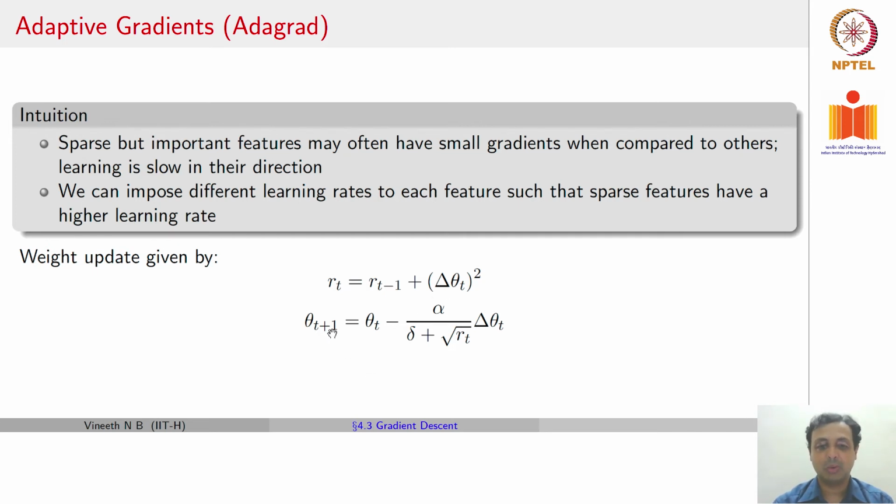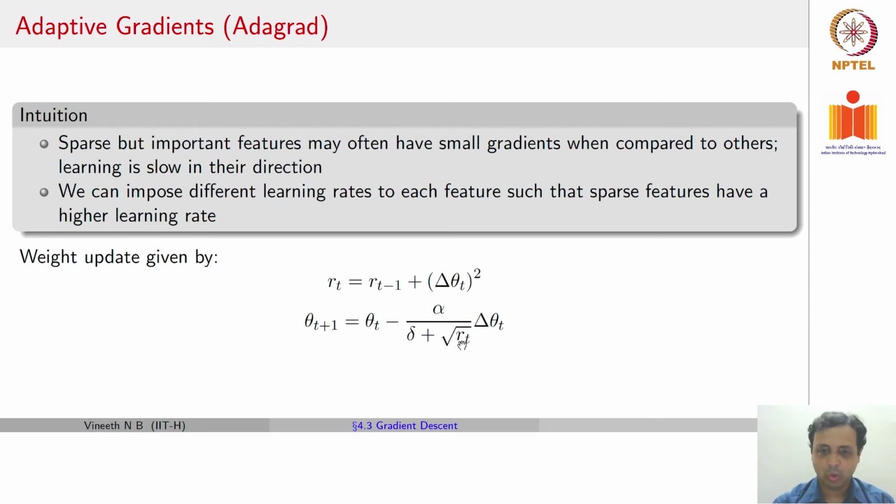states theta t plus 1 is going to be theta t minus alpha, which is your learning rate, divided by delta plus root RT, times delta theta t. Delta theta t is your gradient in your current time step. Now, why does this address this intuition? Delta here is simply used for numerical stability. You just set it to be a value like 10 power minus 6 or 10 power minus 7 so that you don't face a divide by 0 error. In case RT is 0, you don't want a divide by 0 error when you compute. So that's the reason you have a delta there.